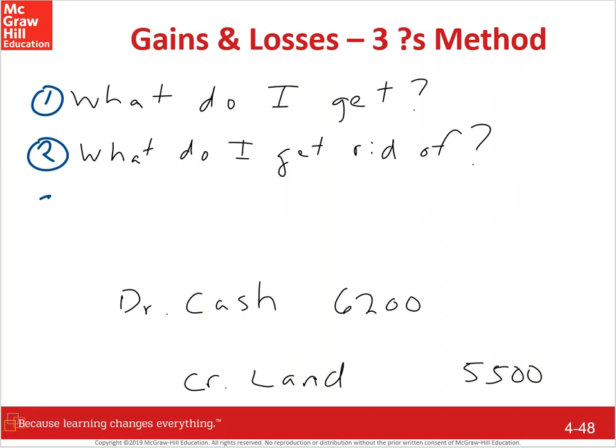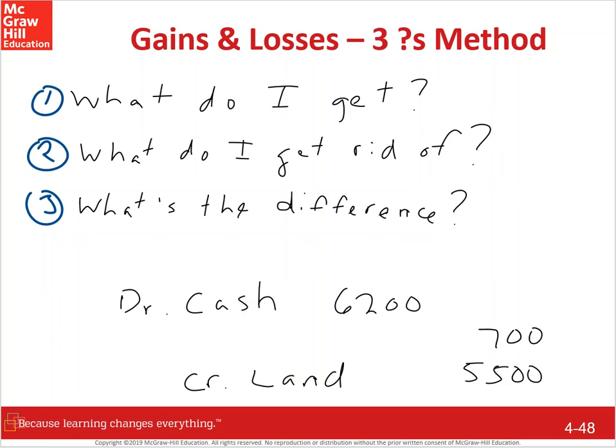And then question three, what's the difference? That's a D, sorry. So what's the difference? Let's see. Well, I need my journal entry to balance, right? I've got debit of $6,200 and credit of $5,500. How do I make my journal entry balance? Well, mathematically, it looks like we need another $700 on the credit side. And if it's a credit, I know it's a gain. It'd be called gain on sale of land.